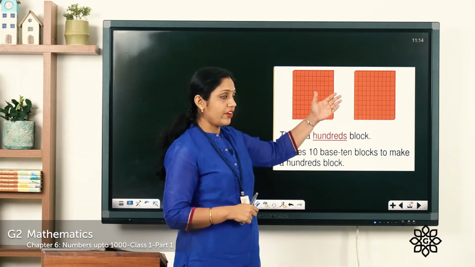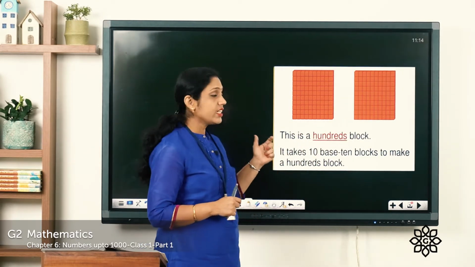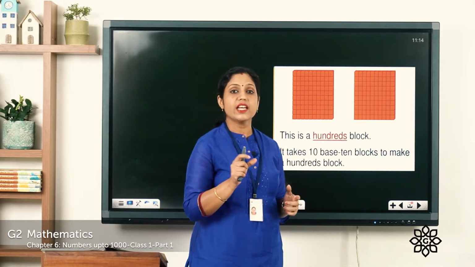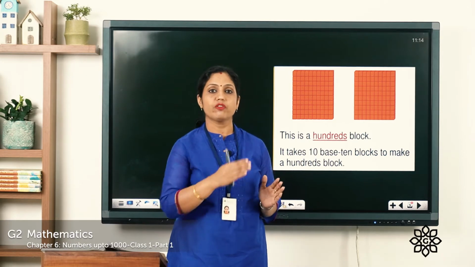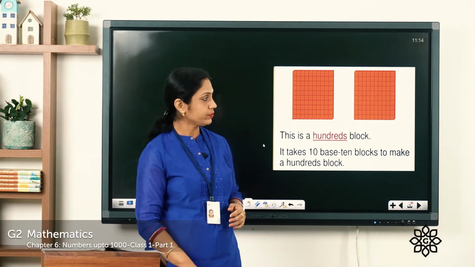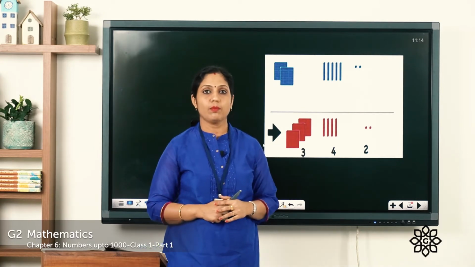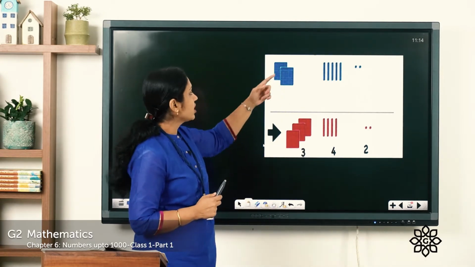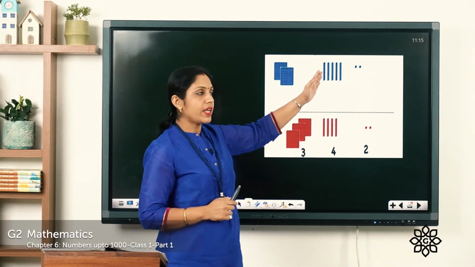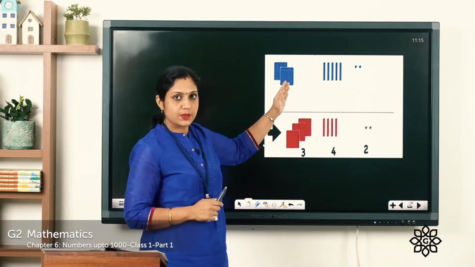See, this is a hundreds block. It takes 10 base 10 blocks to make a hundreds block. So 10 tens makes 100. So if there are 10 blocks of tens, it makes 100. So here you can see some blocks. How many blocks in the first picture can you see? You are able to see the ones place, tens place and hundreds place.